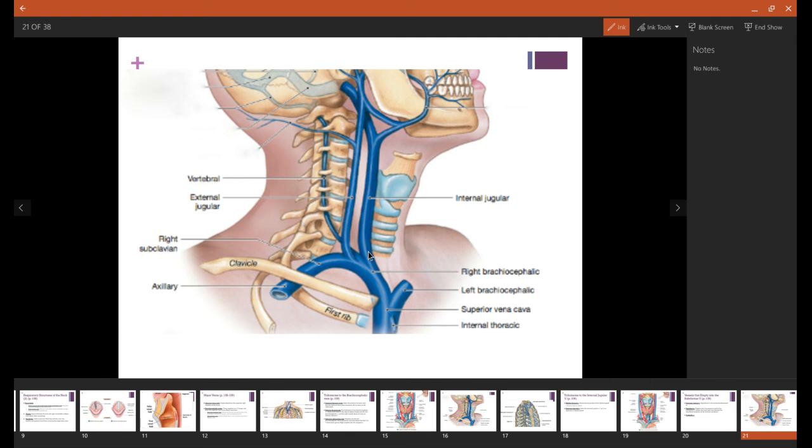Looking at our picture here, we see the internal jugular vein right here. So that would be deep to sternocleidomastoid. And then superficial to it, we'd have the external jugular vein. We can also see where vertebral vein is starting to drain from inside the skull here, and it's running through those transverse foramina.